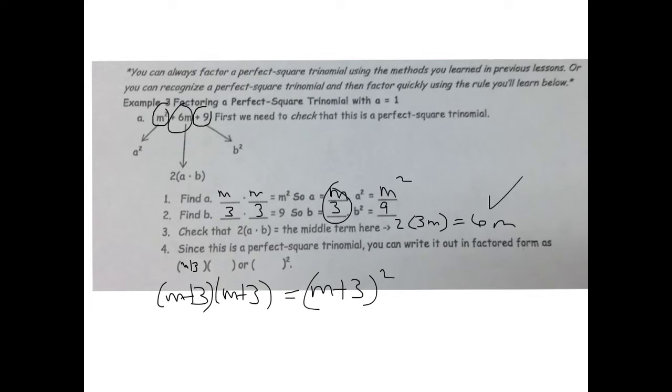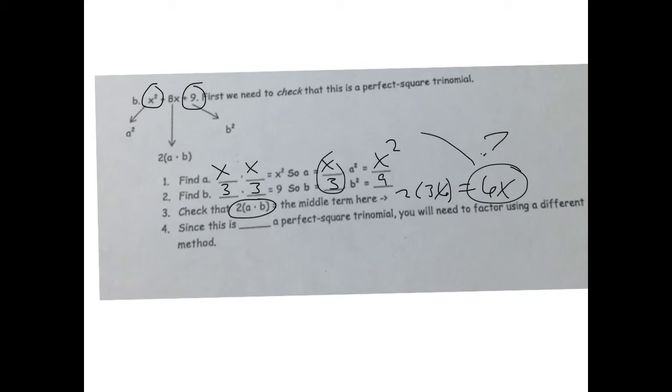Okay. We look at here, that is a square. X squared is x times x. So that's going to be x and x squared. This is also a square. So 3 times 3 is 9. So our b is 3, and then that becomes 9. We're going to check that middle term. 3 times x is 3x. And if we double 3x, we get 6x. And so what we see here is that does not equal that middle. So since this is not a perfect square trinomial, you would need to use your different factoring methods.